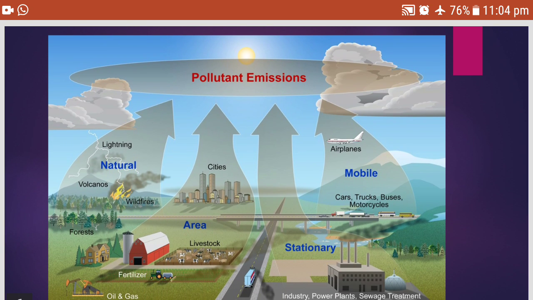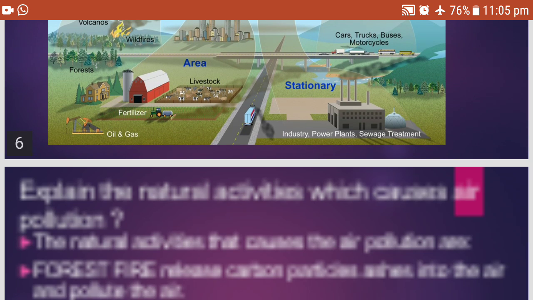Now children, pollutant emissions can be natural, mobile, stationary or area. Now this is for your general knowledge. Even lightning causes pollution, volcano eruptions cause it, forest fires cause it, industries cause it, the decay of dead matter causes it, releasing gases, decay of organic matter, and even the fertilizers and the pesticides also cause pollution. So all aeroplanes also cause pollution. So all these are the different causes.